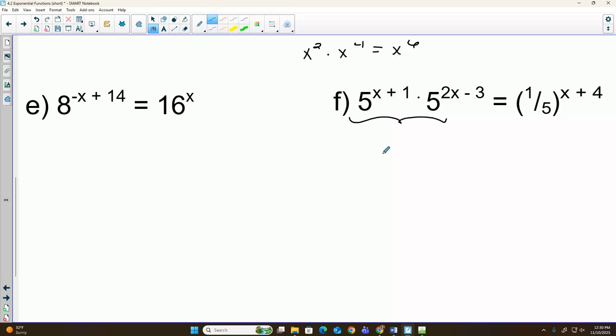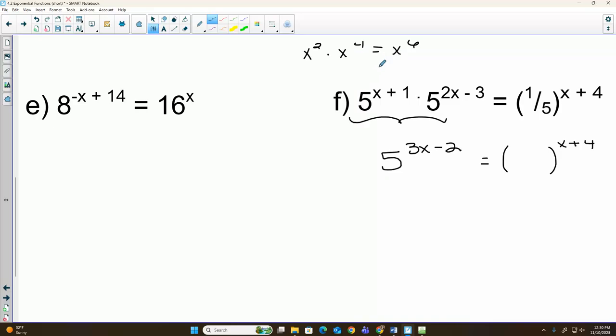Add them. So this becomes 5 to the 3x minus 2, if we combine like terms. Now we have to get the same base on each side. So we don't multiply our 5s? Just like here, when you multiplied, it stayed as x. You just added the exponents.